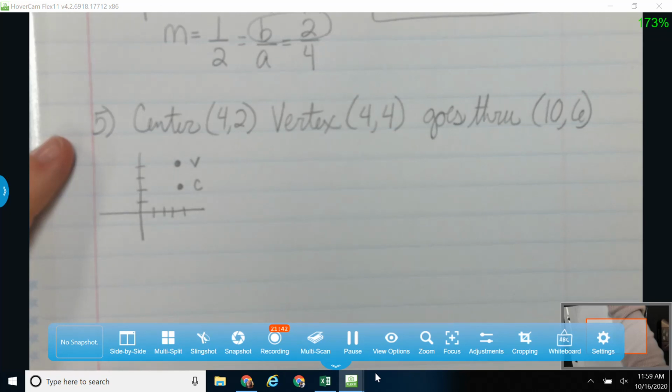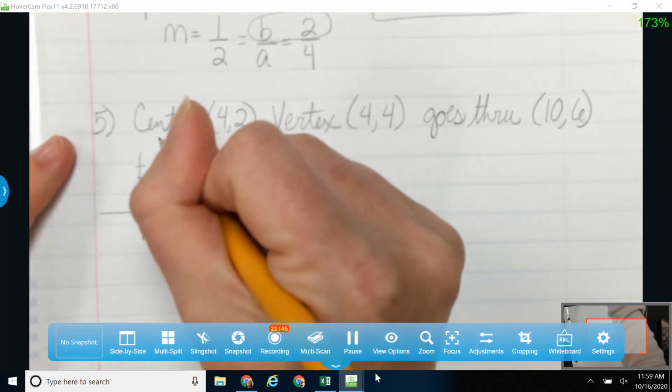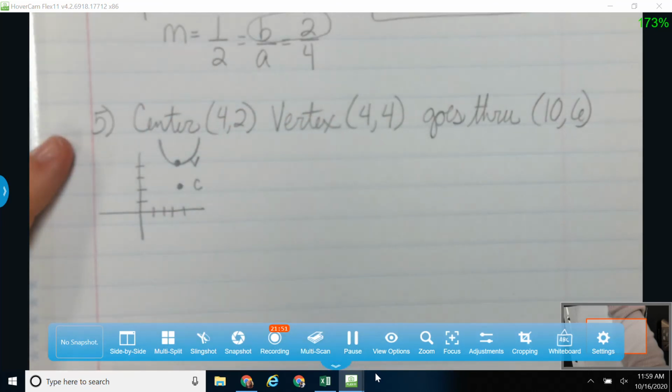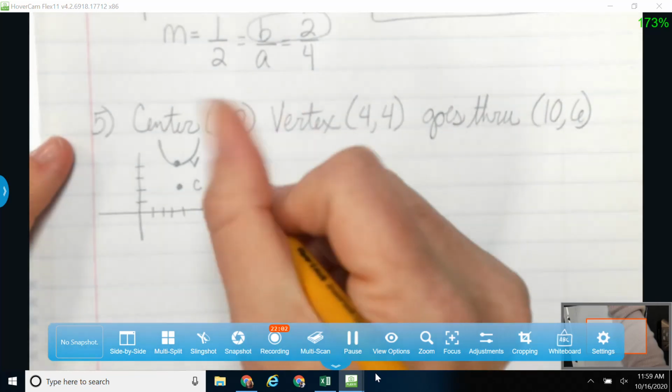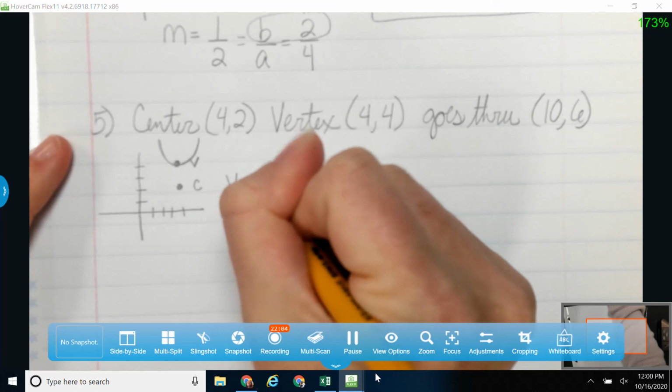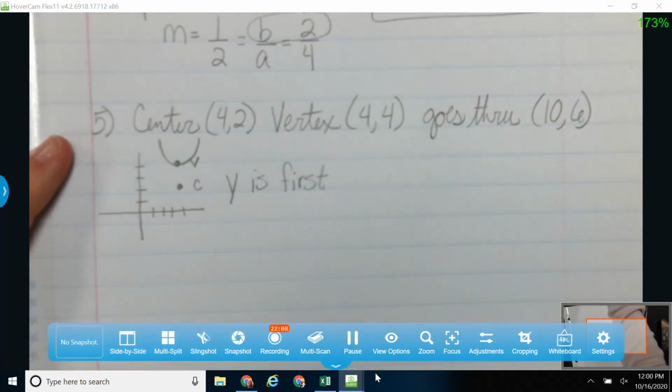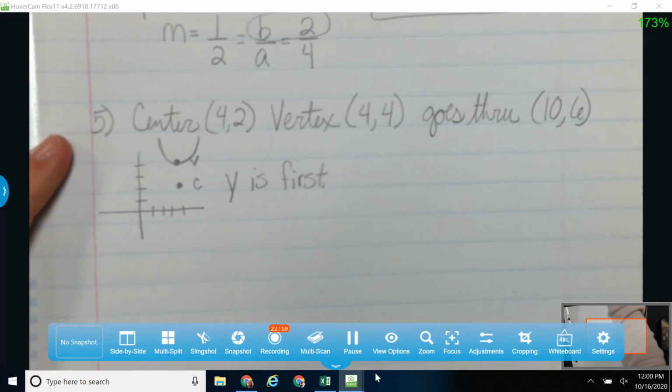Okay, again, because my vertex is up from my center, I know that my hyperbola are going to be up and down, because my vertex is going up from my center point. That tells me a couple of things. First, it tells me that y is going to be first. So when I write my equation here in just a minute, I'm going to write y first.